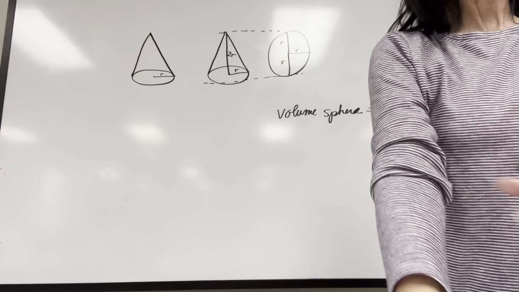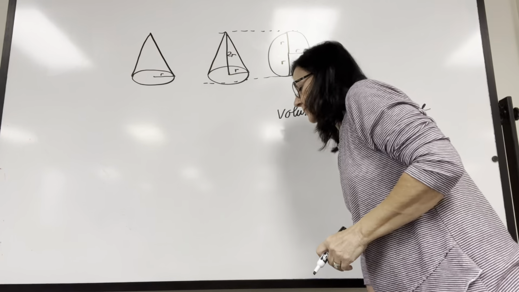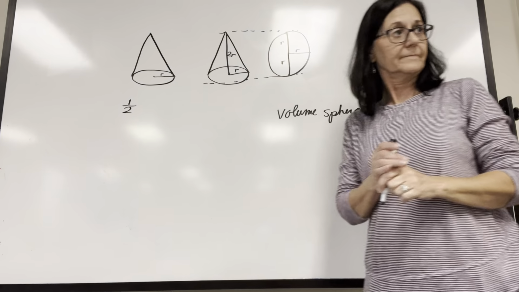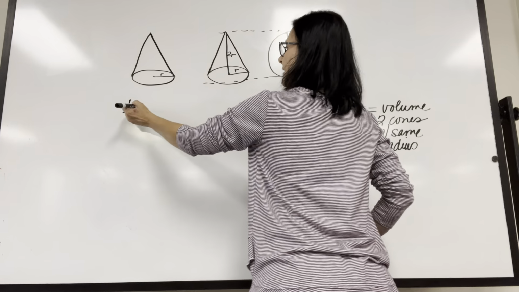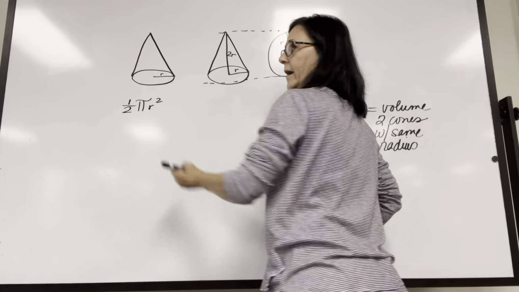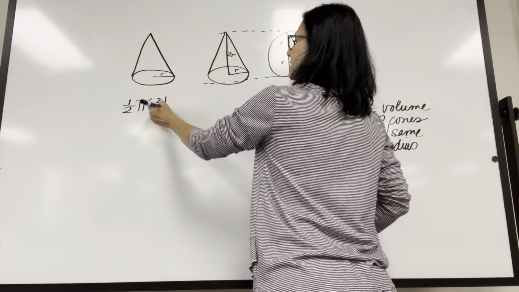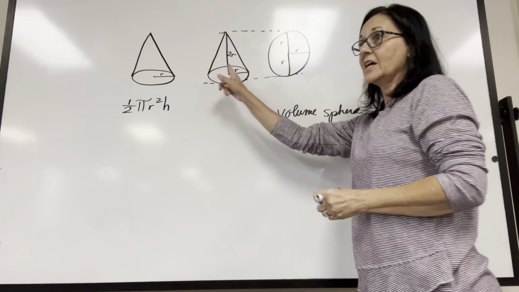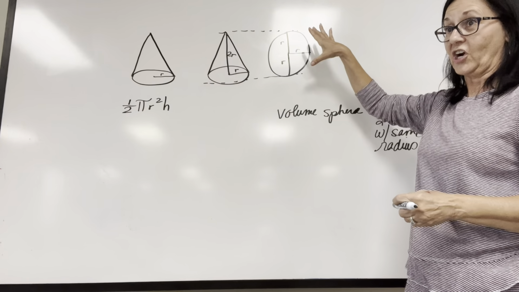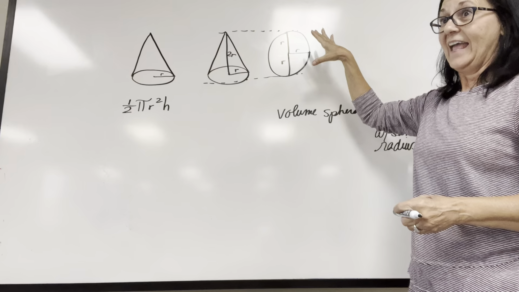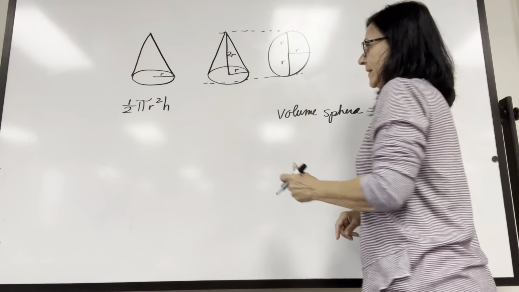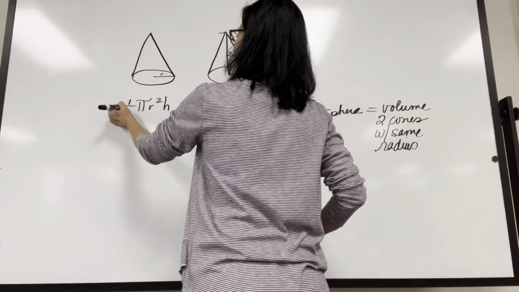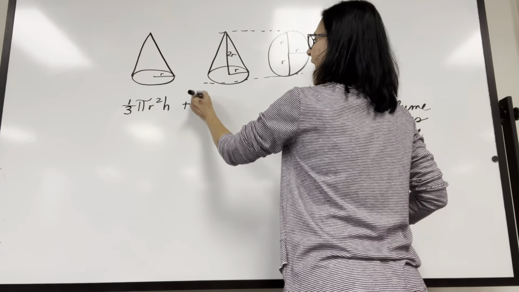Now, let's recall what's the volume of a cone? It's 1/3 the area of the base, pi r squared, times the height. Is the height of a cone always 2R? No. Whenever we're comparing it to a sphere, we know that the radius is the same. I wrote 1/2, not 1/3. It's 1/3.